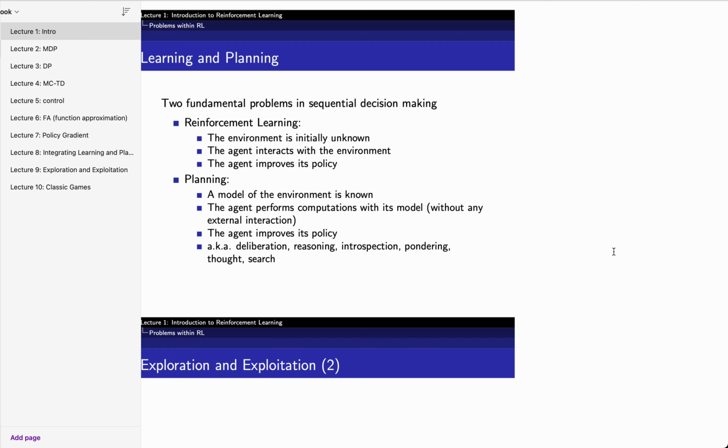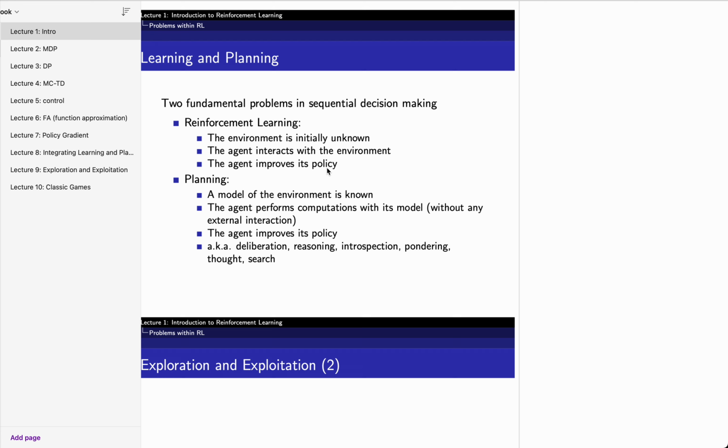Two fundamental problems in sequential decision-making. In reinforcement learning, the environment is initially unknown. The agent interacts with the environment and improves its policy. In planning, the model of the environment is known. The agent performs computation with its model, without any external interaction, and improves its policy.